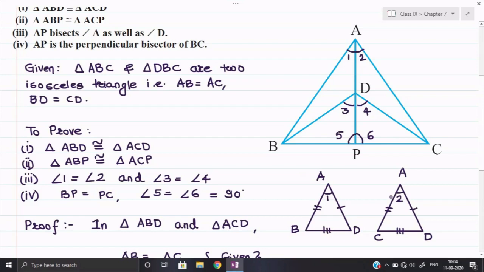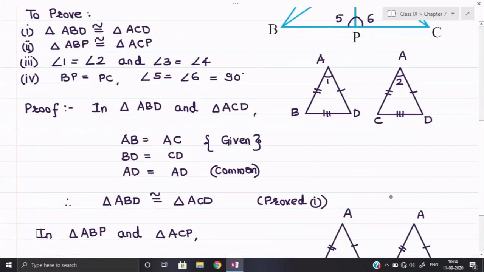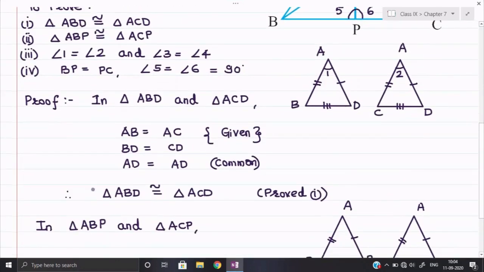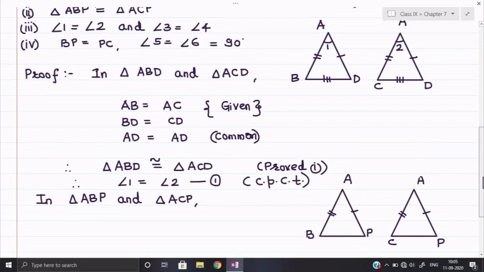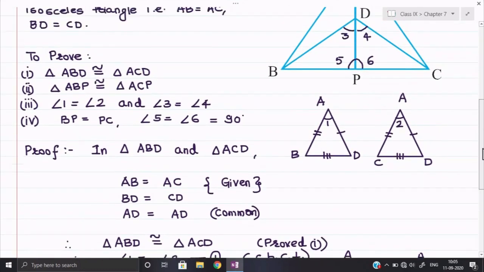Yes, angle 1 and angle 2 are corresponding and they are equal also because they are the part of congruent triangles. So here in the first part only we can mention one line, angle 1 is equal to angle 2. We can give it as equation number 1 and reason we shall give here CPCT, corresponding parts of congruent triangles. Okay, so triangle ABP and triangle ACP. Now observe what else we got here. We required one pair of angles or sides. So carefully observe, I got angle 1 and 2 are equal.